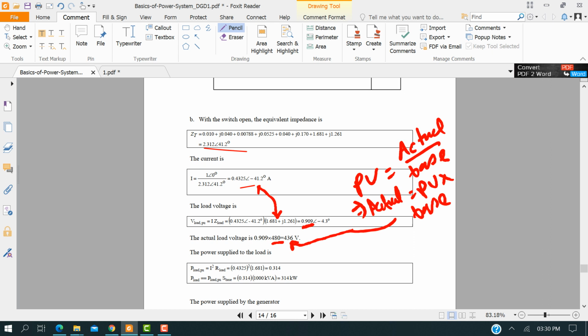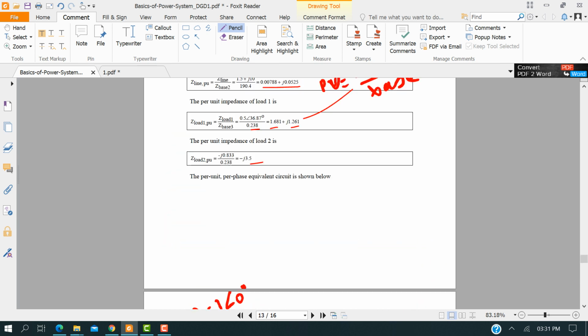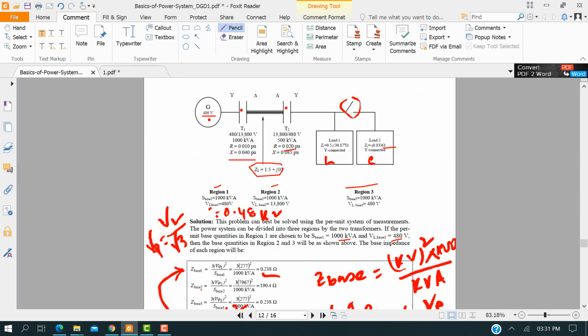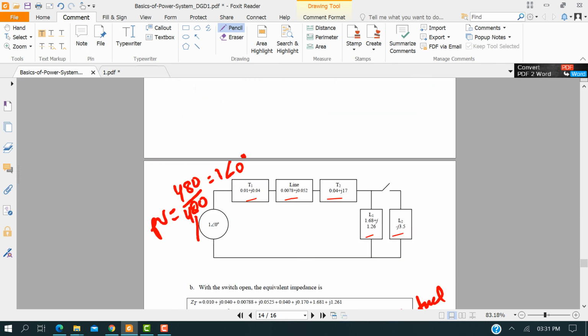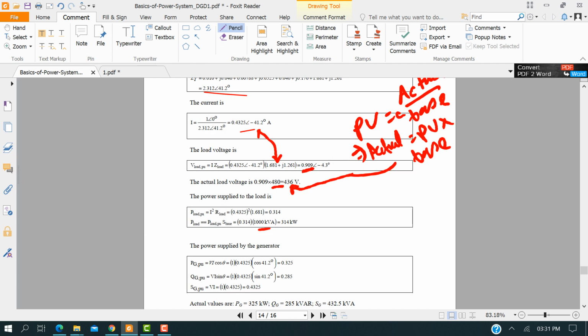And if I find the actual value, we just multiply these, because this is in watts, by 1000, because of the base value, the same formula, the same base value we considered in the first part. Let's go once again. Here is the base value, voltage base value 480, and the base value of apparent power is 1000 kVA. So if I multiply base by per unit, we'll always get the actual value.